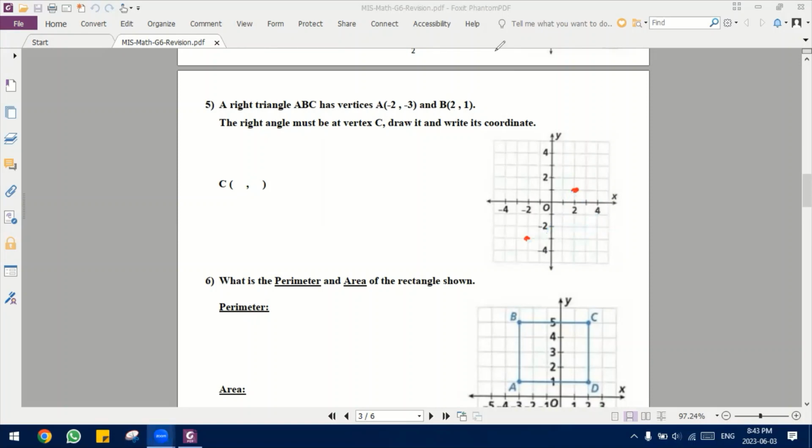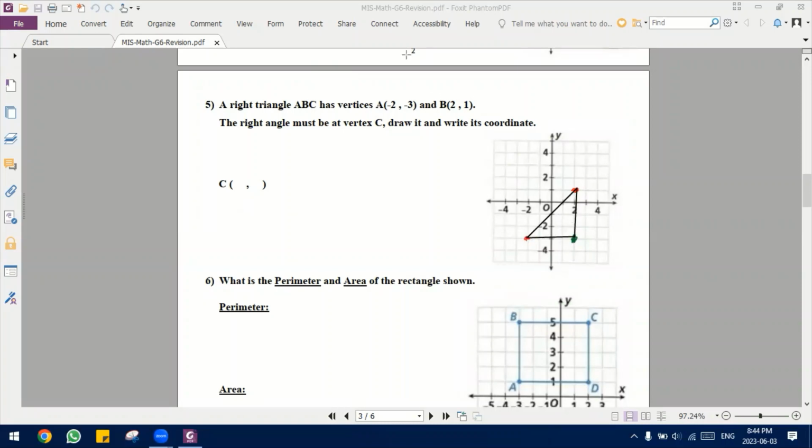If you need a hint to know where the point has to be located, draw a very thin straight line from this point, and from this point draw another straight line. Obviously, these two lines meet at this point, and this point is C, which makes the right angle. Now let me match them and check. Yes, it is a right triangle at C.